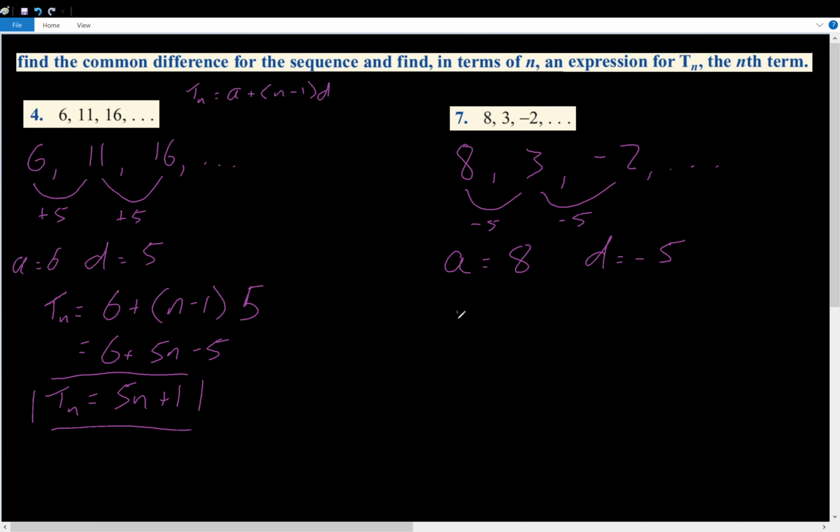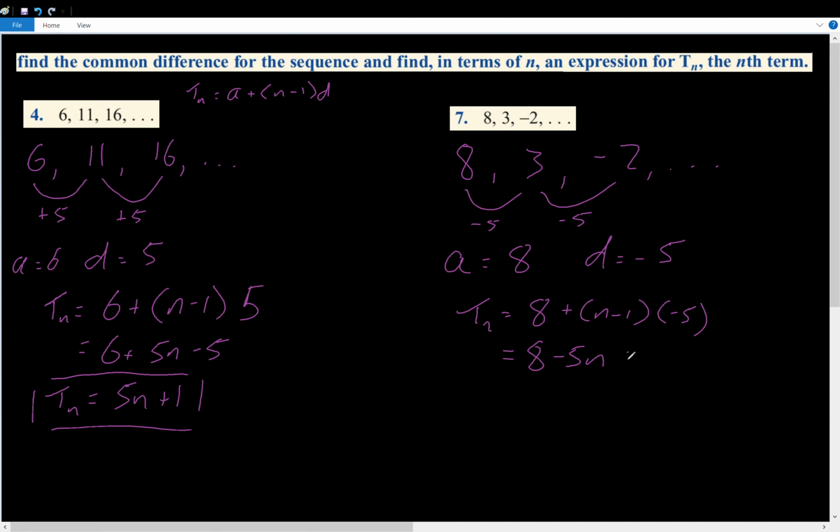So if we put that into the formula, you have Tn is equal to 8 plus n minus 1 times minus 5, like that. And I put the minus 5 in brackets at the end just so that I don't mistakenly think that I'm taking it away from the brackets, so that it's understood that I'm multiplying it by the brackets.